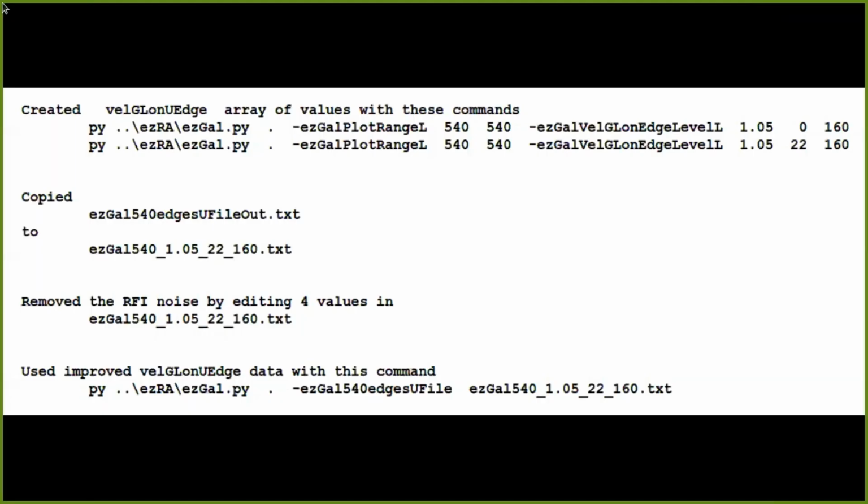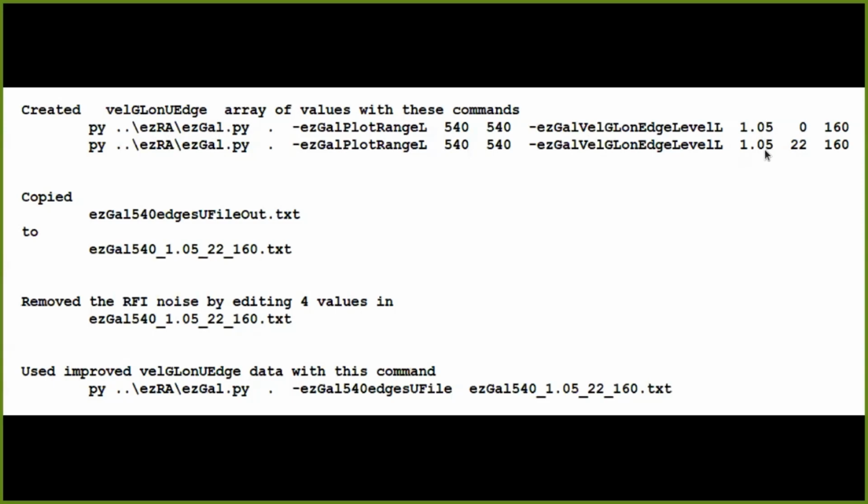Now, how did I do all that? Let's review. We created an array of values for the velocity galactic longitude plot. We want the upper edge values, U for upper. I ran Python, ezGal, and then I requested the level value of 1.05 eventually. I climbed up from 1.01, you recall, each one with a 0 after it.